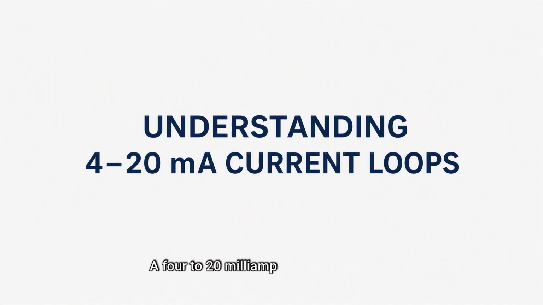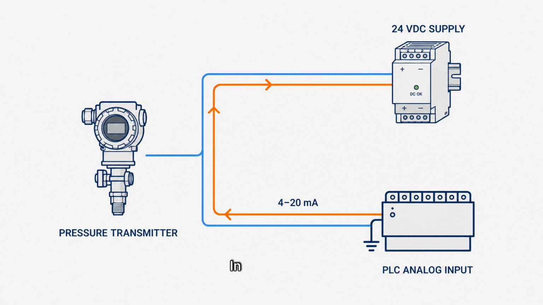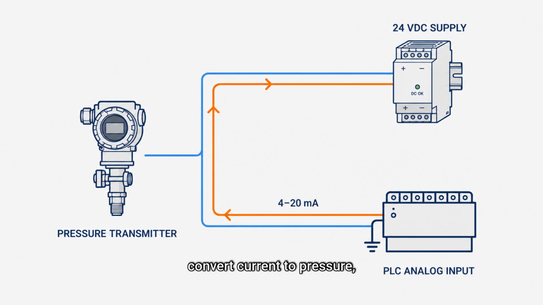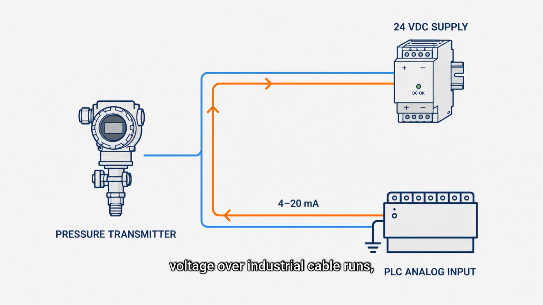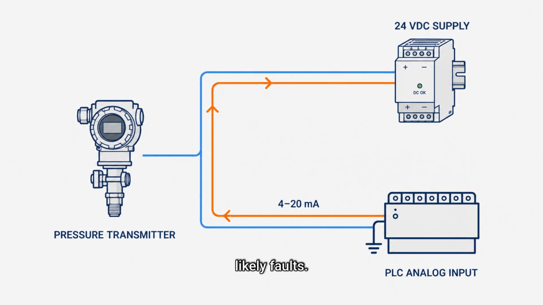A 4-20 mA current loop is one of the most common ways to move a measurement from the field to a control system. The transmitter measures a process variable, then represents that measurement as current. The current travels through the complete circuit and returns to the power supply. In this lesson, you will trace that loop, convert current to pressure, explain why current is preferred to voltage over industrial cable runs, and use the live zero signal to identify likely faults.